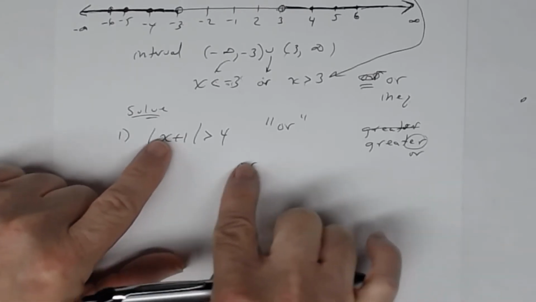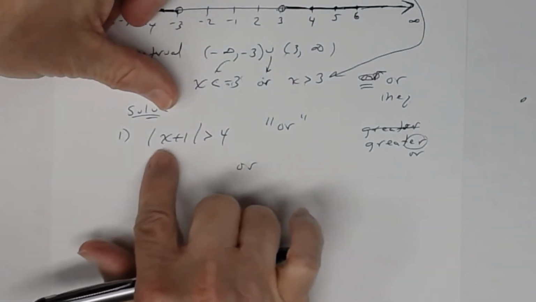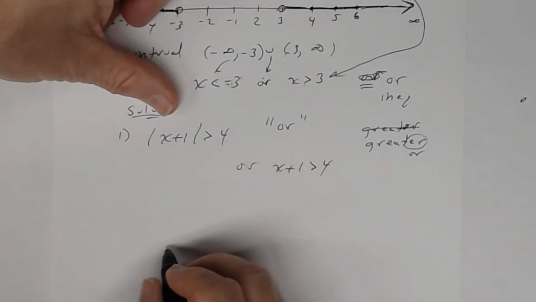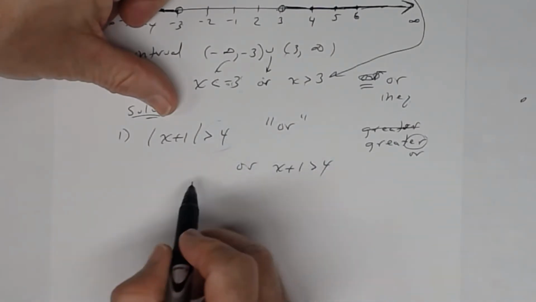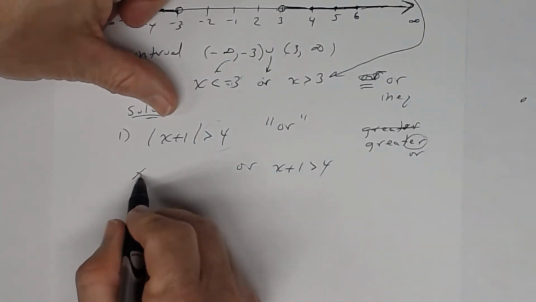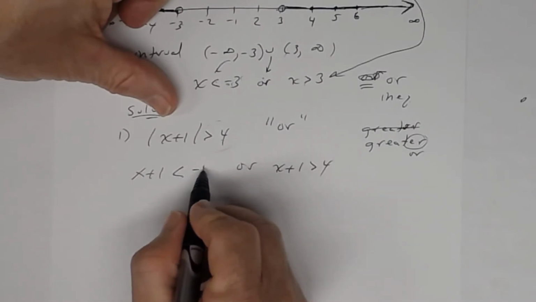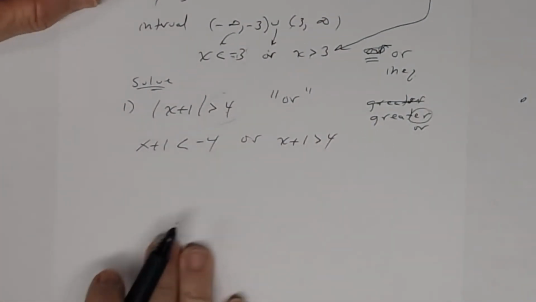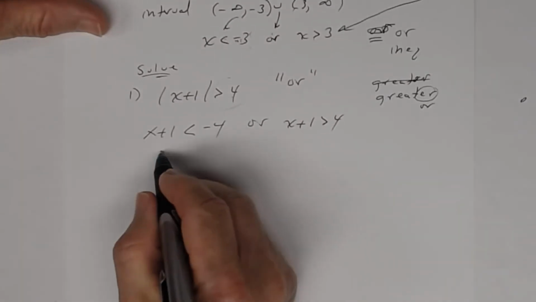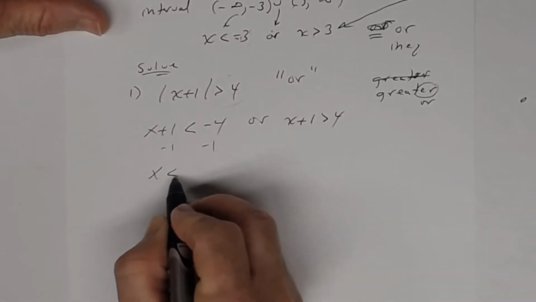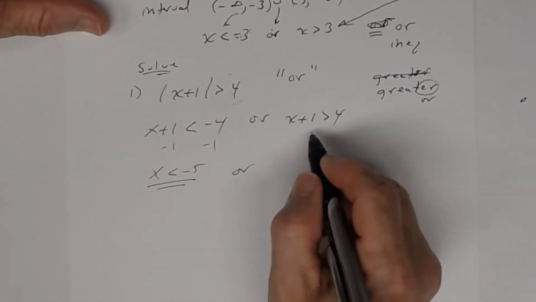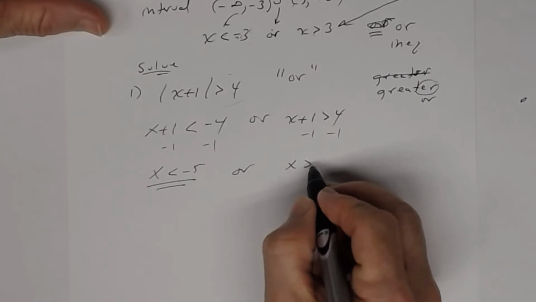So your first statement, you're going to rewrite this without the absolute value bars. You're going to say x plus 1 is greater than 4. The other one is where you're going to switch all of this. So x plus 1 is less than, and then the opposite. And so those are your two statements. And then you solve each one individually. Okay? So it's very simple. So you're going to subtract 1 from all parts. So you get x is less than negative 5. Okay? Or your solutions will come from over here, subtract 1, you get x is greater than 3.